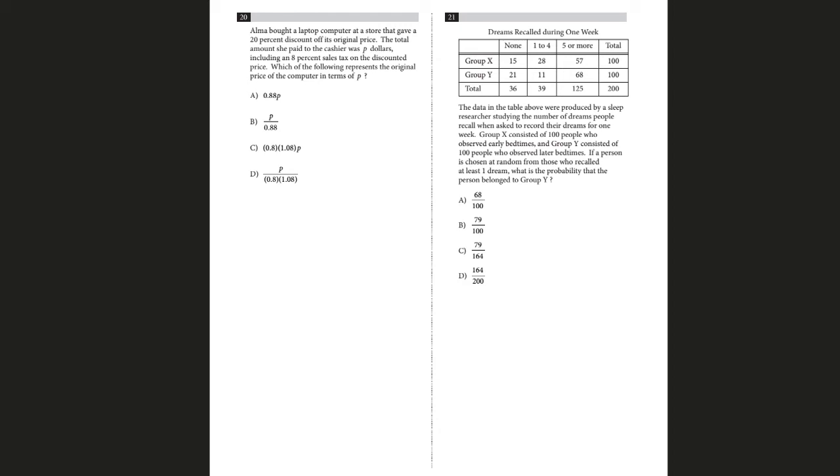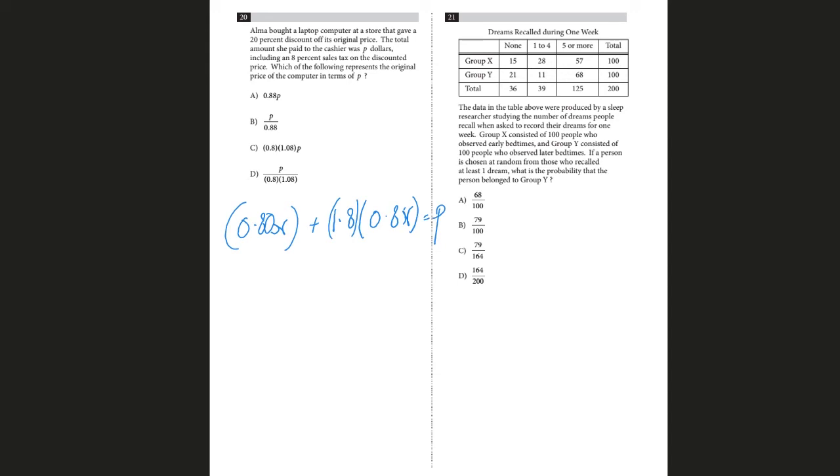So to get P, you first have a 20% discount on X, so 0.80X. She's paying this amount, and then she's also paying an 8% sales tax on the discounted price. So this is the discounted price, so 1.8 times 0.8x, and this is equal to P.